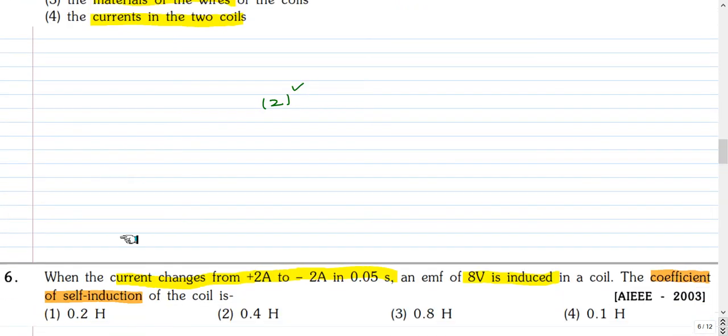This is the next question. When the current changes from plus 2 amps to minus 2 amps in 0.05 seconds, an EMF of 8 volts is induced in a coil. The coefficient of self-induction of the coil is. You can pause and attempt the question.